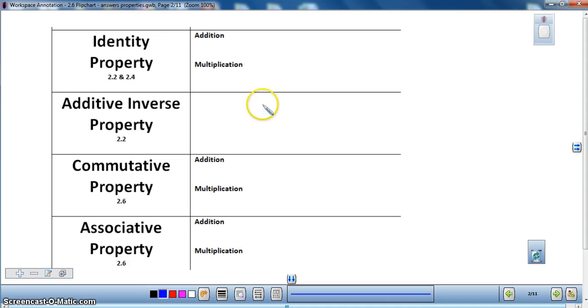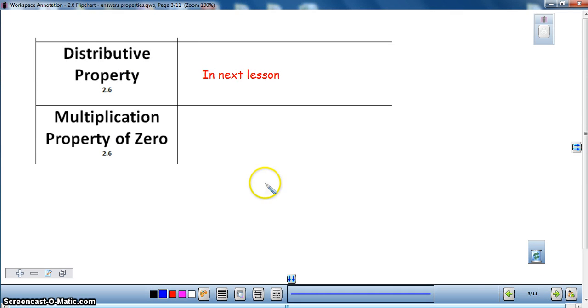So far you should have both the identity property of addition and multiplication. You should have the additive inverse from 2.2. Today we are going to look at the commutative property in 2.6 of both addition and multiplication, and the associative property in both addition and multiplication. Shortly you're going to see these in your notes that you can fill in. Distributive property comes into the next lesson. You should also be looking at having the multiplication property of 0.